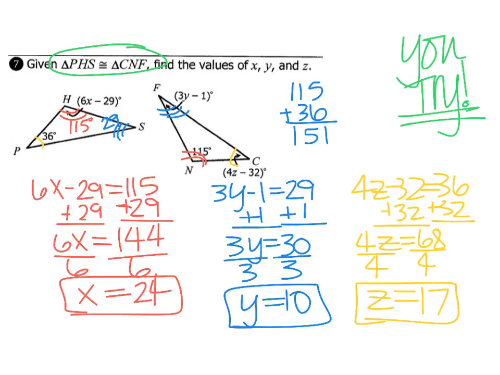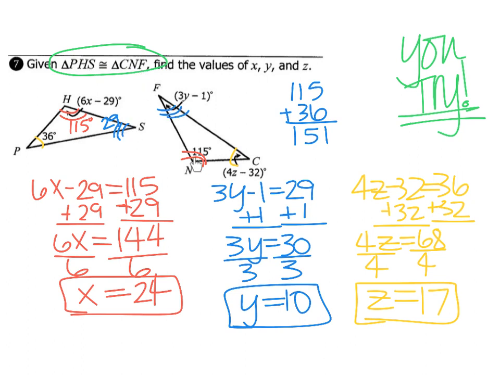All right, so you should have gotten that X is 24, Y is 10, and Z is 17. How did we get that? So first thing we did was look at our congruency statement and see which angles are congruent to each other. So P is congruent to C, so we mark that on our diagram. H is congruent to N, so mark that on our diagram. And S is congruent to F, so mark that on our diagram.